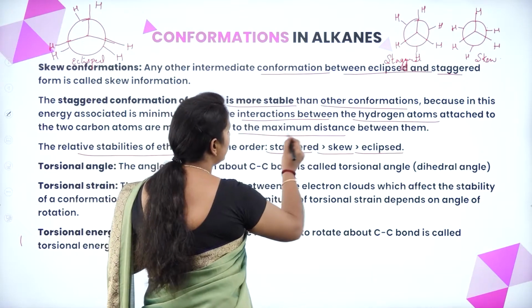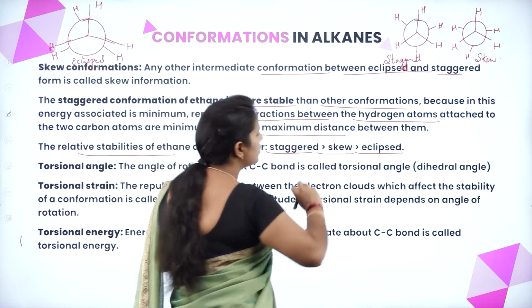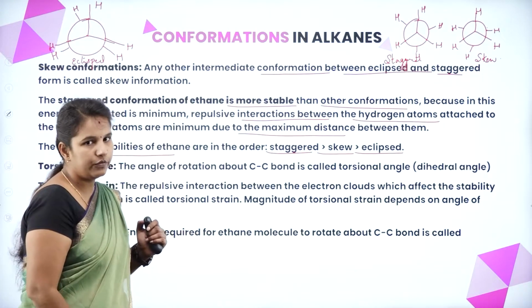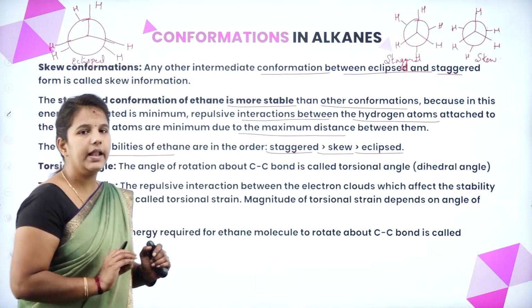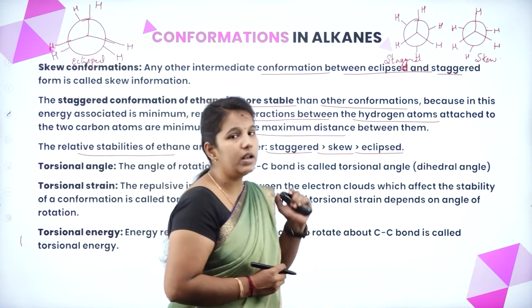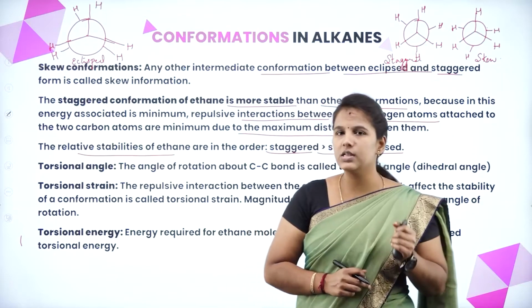Staggered is more stable than the skew, and skew is more stable than the eclipsed one. And while understanding the conformations of ethane, we use some common terminology. What are those? Let's see now.